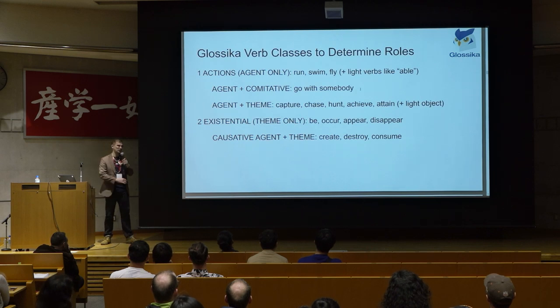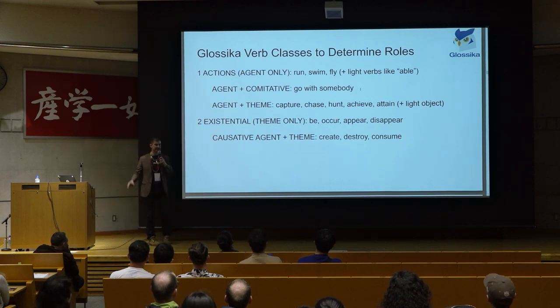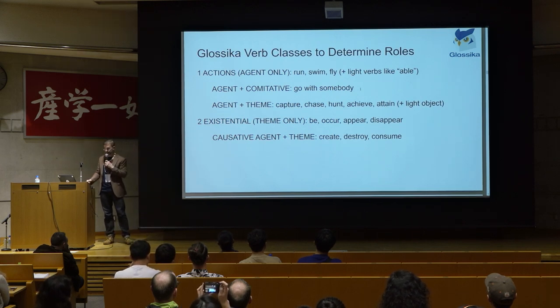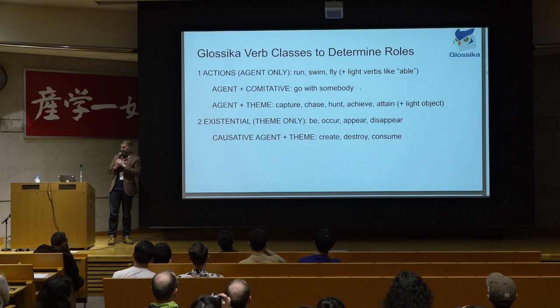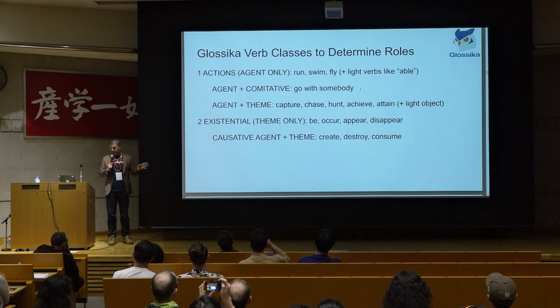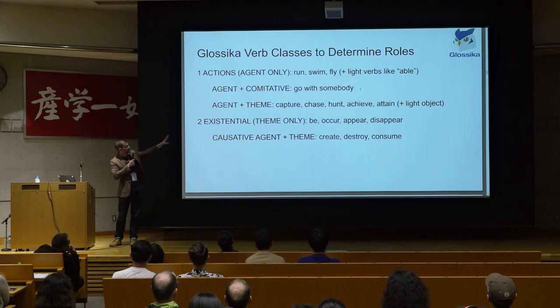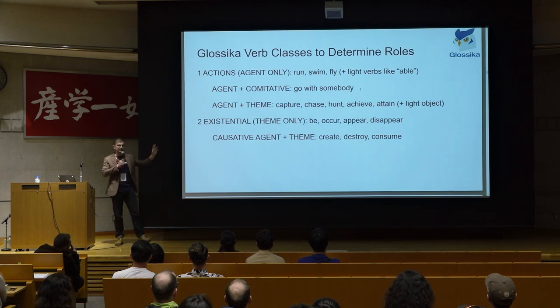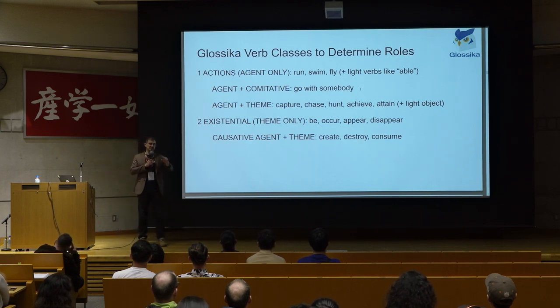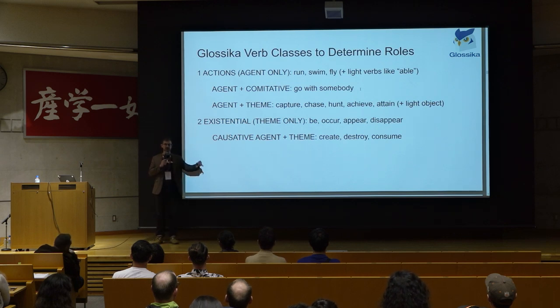So if we look at how we analyze languages syntactically at Glossika, the underlying engine for analyzing languages, we put determinant roles on all of the grammar. So actions with agents that do not take objects, like running and swimming and flying. Agents with committative means you're doing it with somebody. In fact, the committative, in most of these cases, like for example, if I go somewhere with my friend, in English we put this at the end of the sentence.